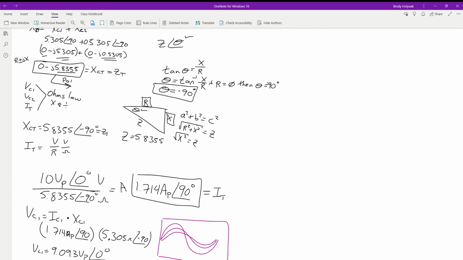Every capacitor, when you find its reactance, is going to be at negative 90. Every single one of them. Inductors are a different story. Any capacitive reactance will be at negative 90 degrees. Every time.